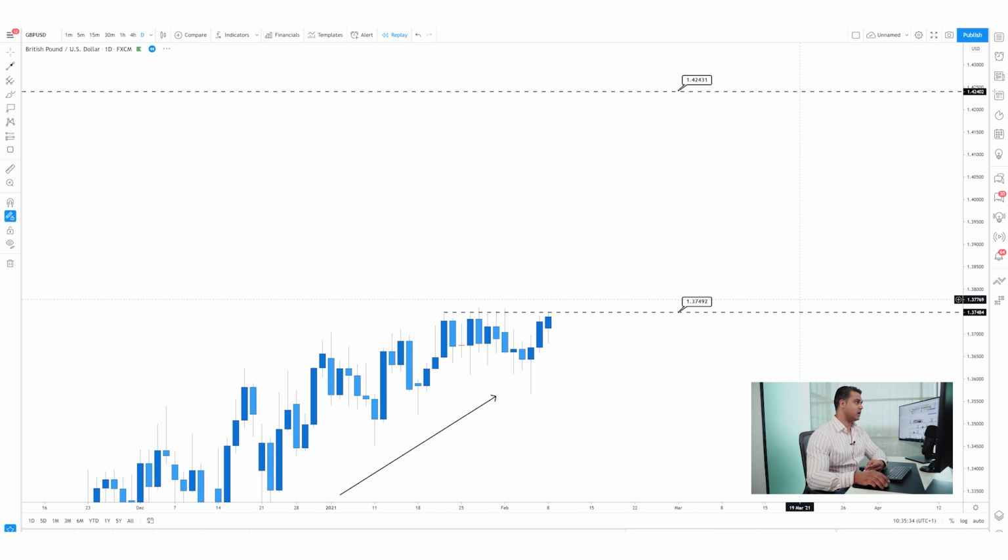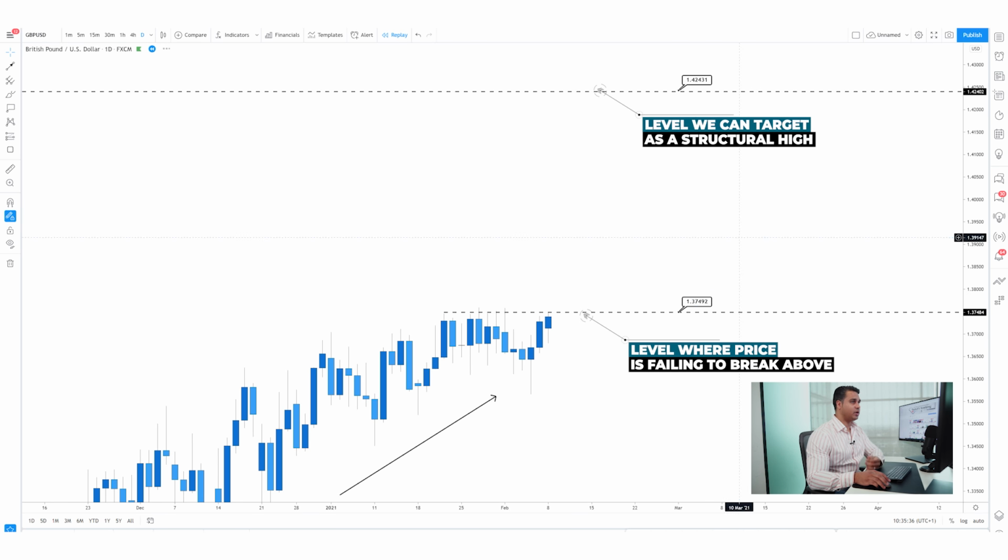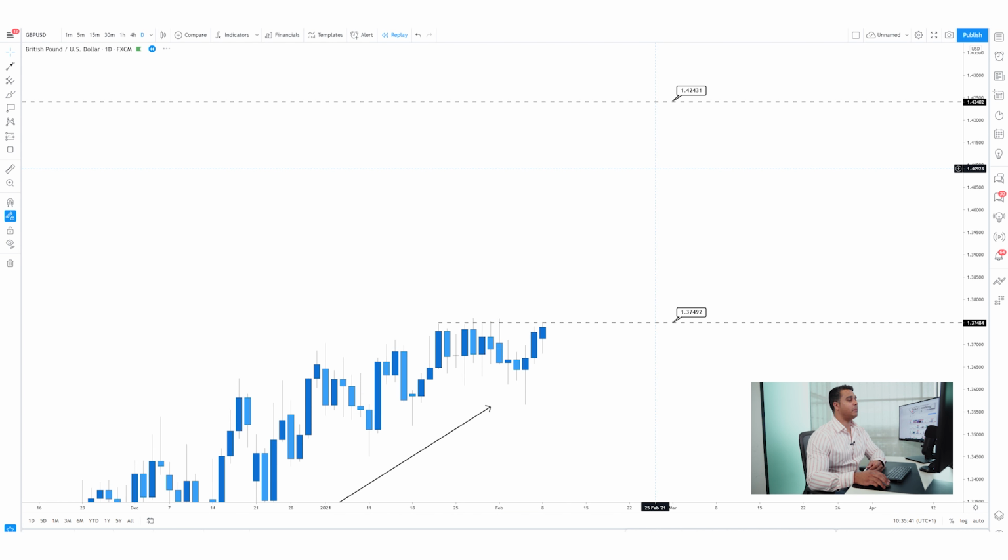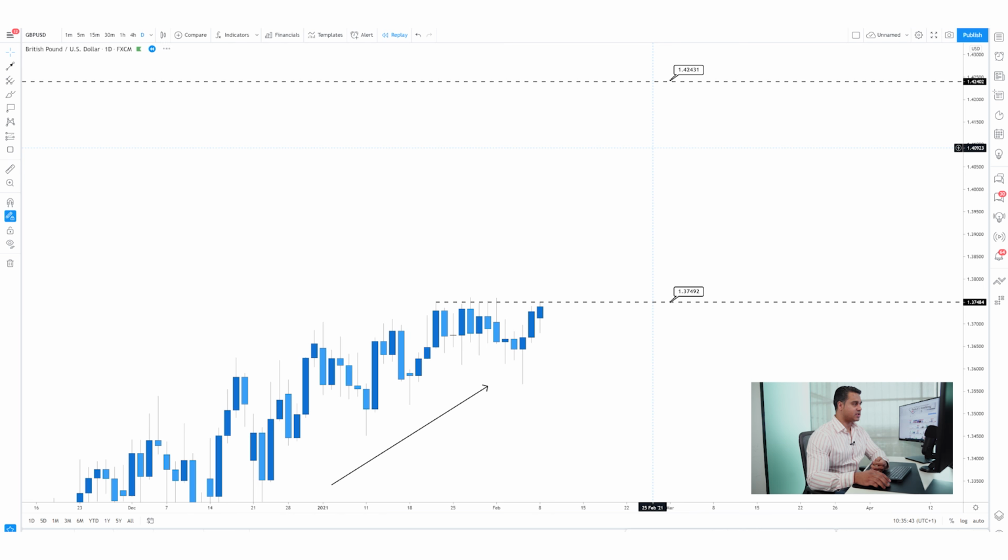Uptrend in the market, level where price is not breaking above, and now we're looking for a target which is a weekly high at 42.43. We have that in the back of our mind. How can we use this box technique?